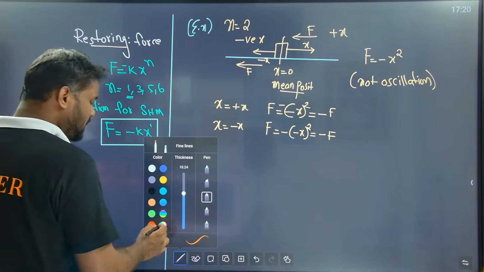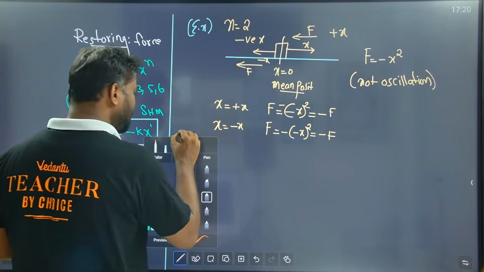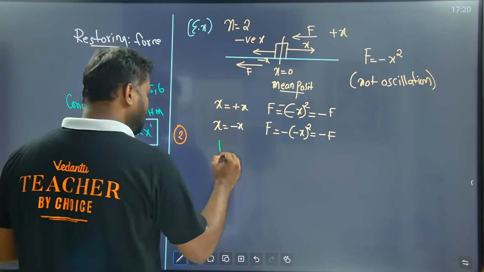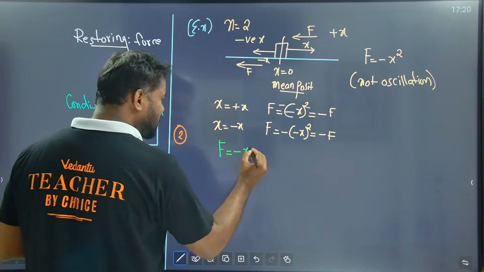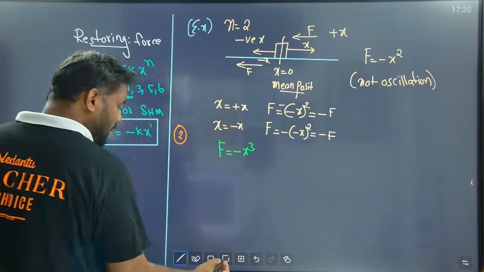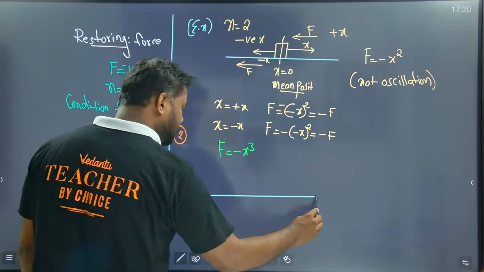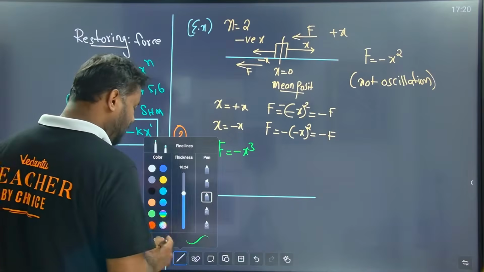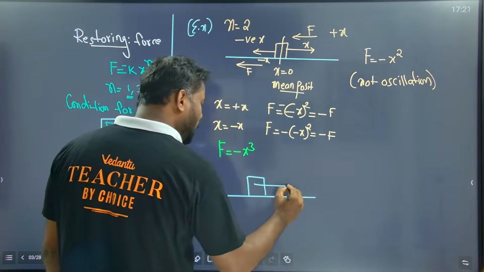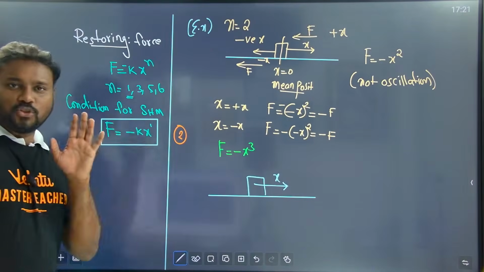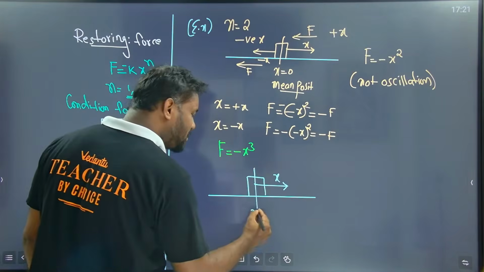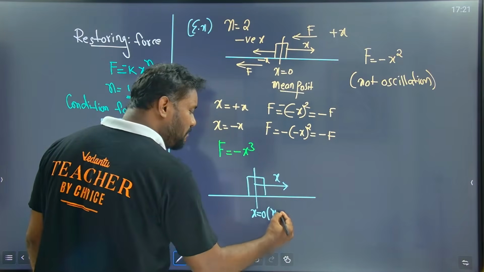So for the second condition I am going to take f is equal to minus x cube, because it is an odd power. Now I will start with this. So here, look, this is my particle. This is where my particle is. Now the displacement of the particle is x, so the displacement is in the x direction. So where x is equal to 0, this is what we call the mean position.